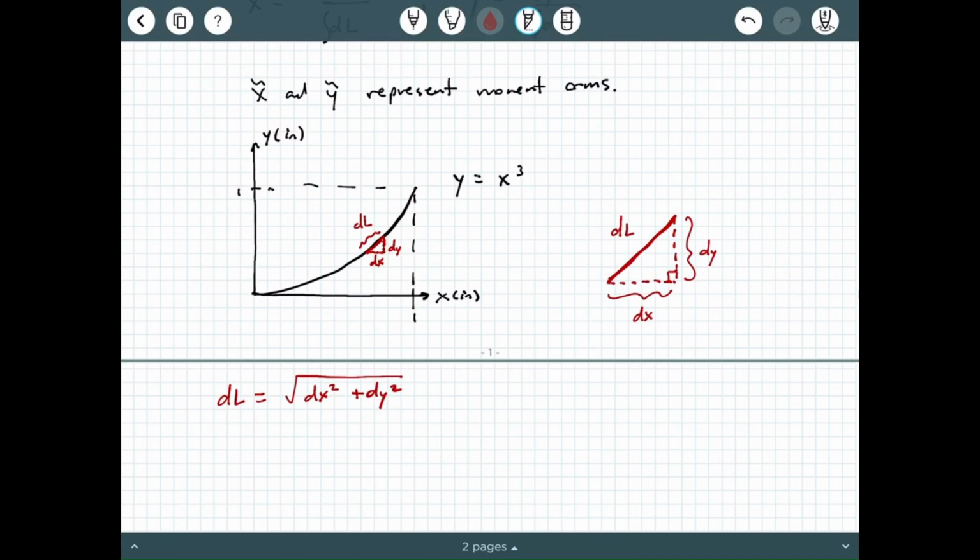Now you may be thinking, okay, this is nice, but what do we do next? I still don't know anything specific. Well, let's think about it. We know the equation of this curve, don't we? It's y equals x cubed. That was given to us.